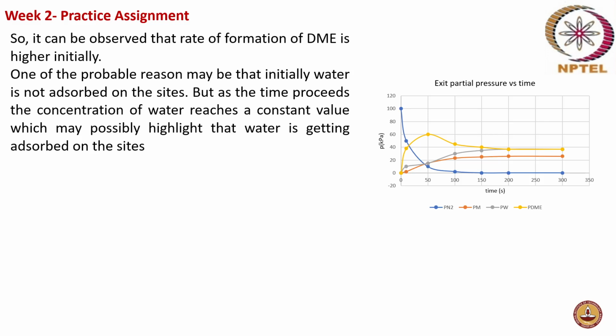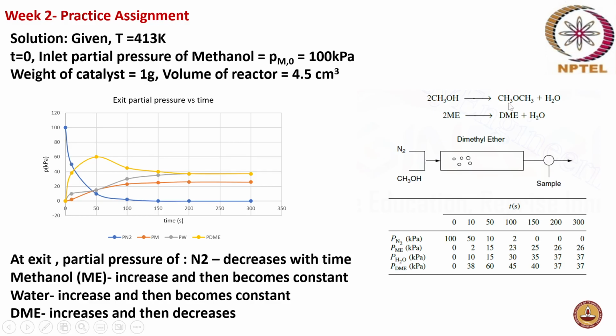Right? Ma'am, can you please explain again, ma'am? See, now what happens is that initially, if you look into the dimethyl ether curve, it increases rapidly. Why? Because the possible process is the reaction you saw here. In the reaction, two molecules of methanol will react to form DME and water, right? So this DME and water start coming out once formed.